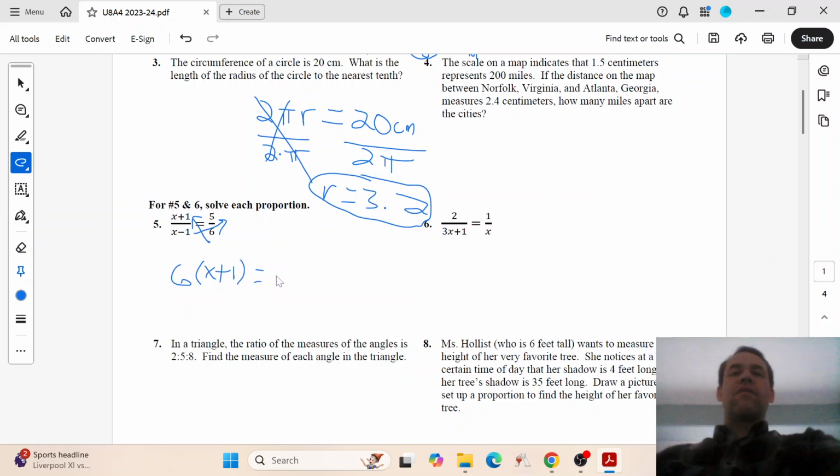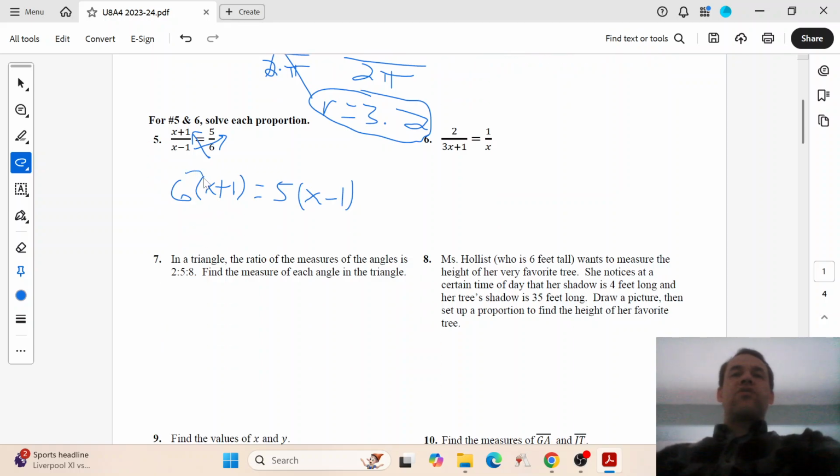equals 5 times. Cross multiply the bottom across to the tops diagonally. Cross multiply only if there's an equal sign. There you go. So go and distribute that through, so you end up with 6x plus 6. Just trying to work with my mouse here. Definitely easier on my board.